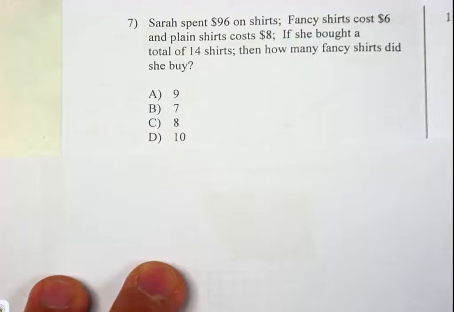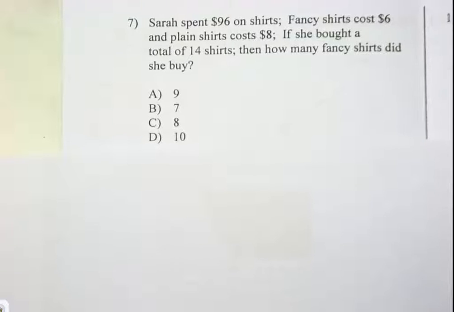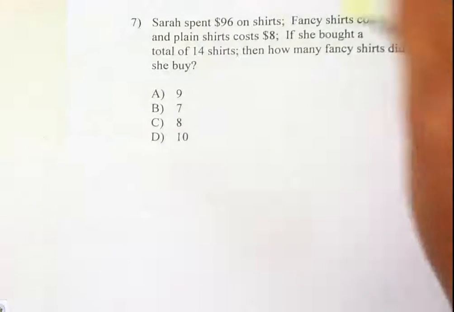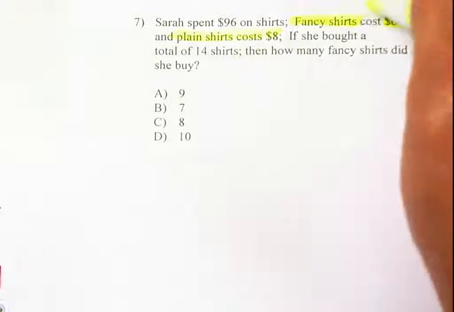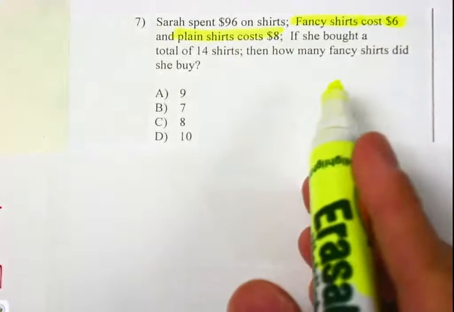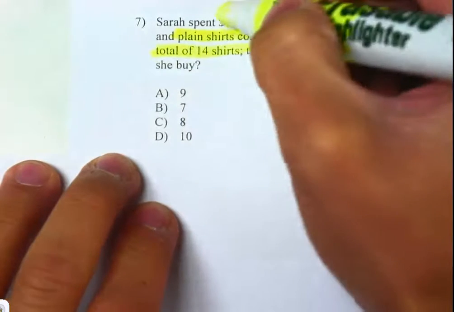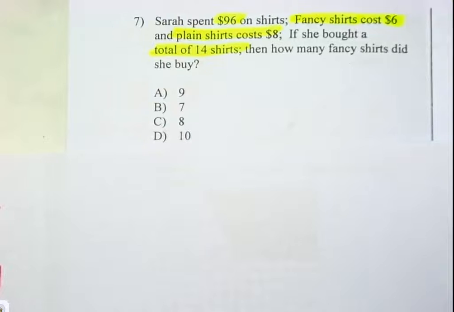Sarah spent $96 on shirts, so that's a total. Her fancy shirts cost $6, so that's how much fancy shirts cost, and plain shirts cost $8. If she buys a total of 14 shirts, so we have two totals, how many shirts and how much they cost, then how many fancy shirts did she buy? So we're looking for fancy shirts.